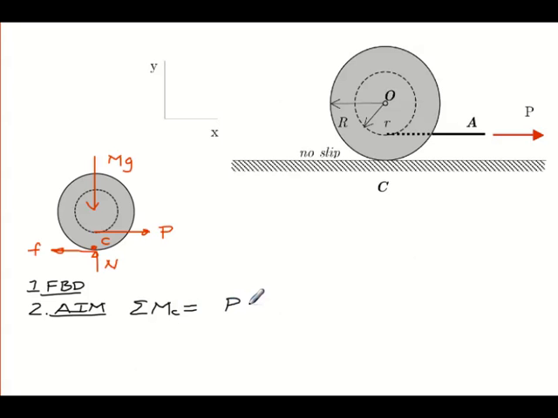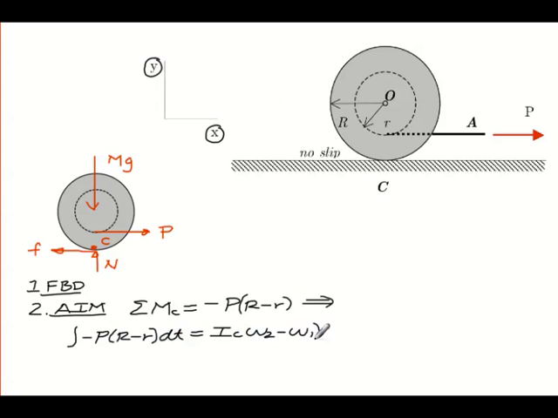It's got a moment arm of R minus r, and it's in the minus k direction. I should remind ourselves X and Y are given as that. So therefore, if I integrate minus P times (R minus r) in time, it gives me the mass moment of inertia at C times omega 2 minus omega 1.